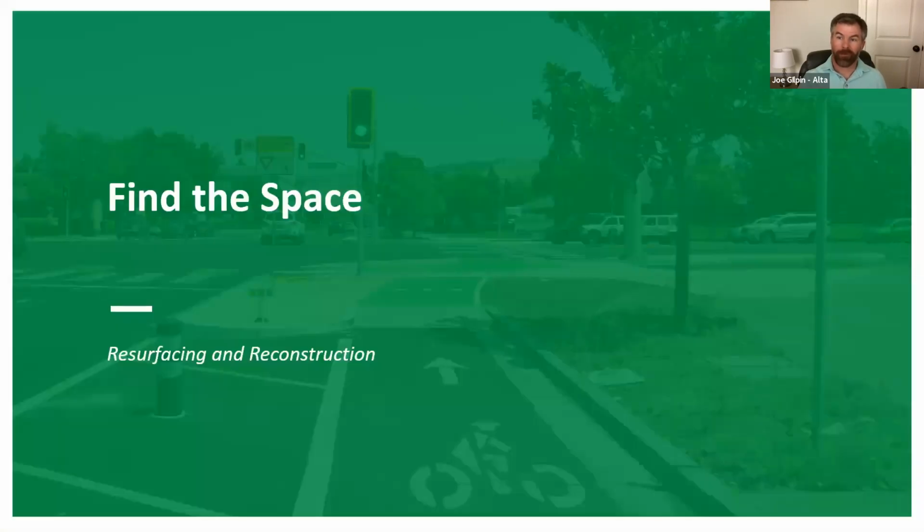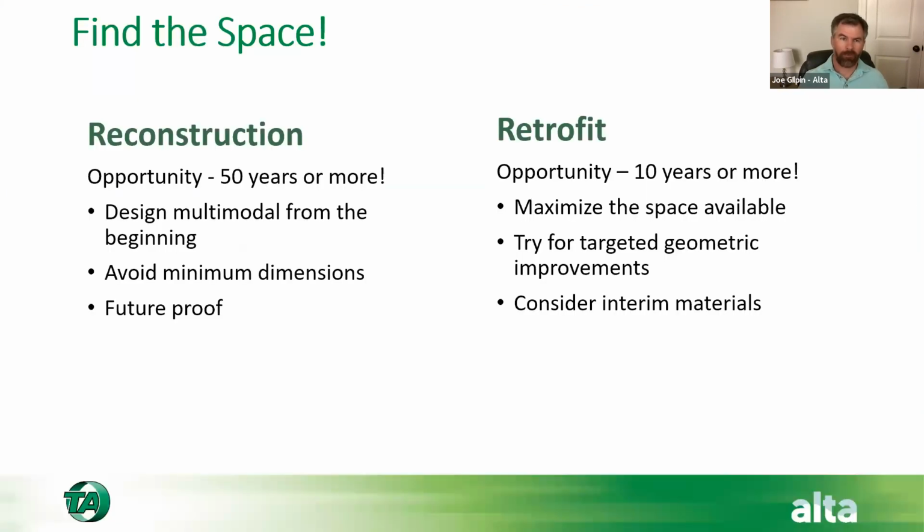So let's talk about where we find the space to make more space for people walking and bicycling, and particularly bicycling here. The two types of projects that we typically come into are major reconstructions, which are infrequent in number. They happen on a very long timeline. They're very expensive. So we want to make sure that if we're doing this, we're doing it right. But we're not going to get the network we need fast enough just through reconstruction. So that means that we have to also bring in retrofits.